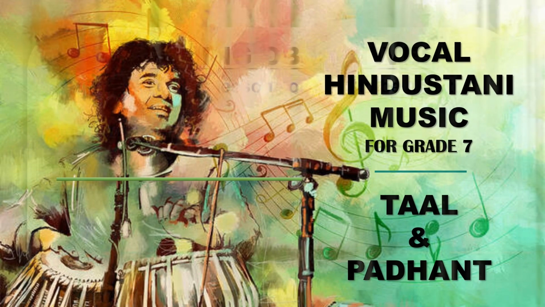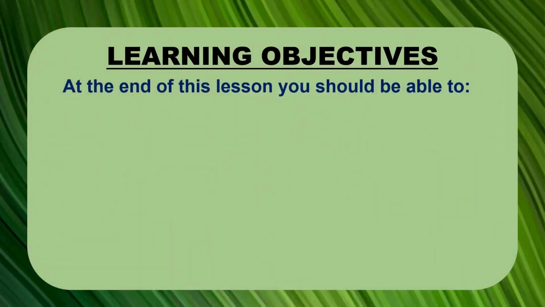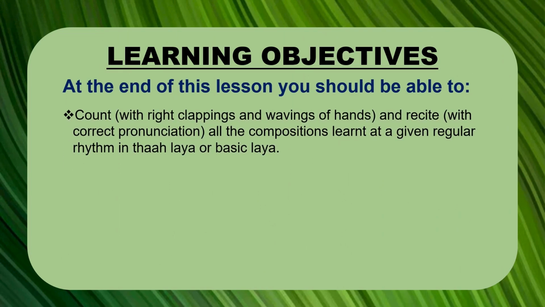Let us first of all have a look at the learning objectives of today's lesson. At the end of this lesson, you will be able to count with right clappings and wavings of hands and recite with correct pronunciation all the compositions learned at a given regular rhythm in Taal or basic lay.